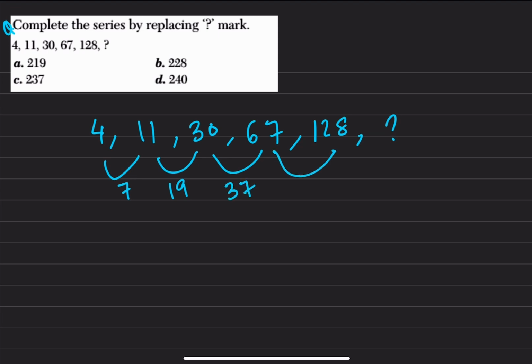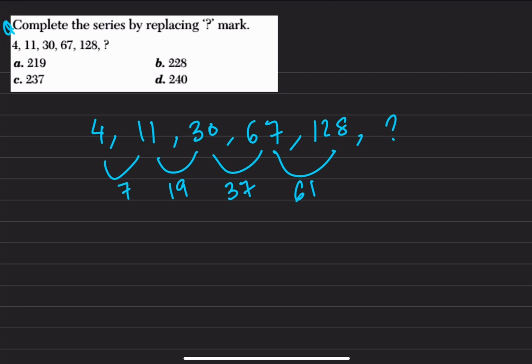128 to 67, 61. At first glance you can see that I don't see any pattern over here. I'm not seeing any pattern over here. So we should move on to the next one, right?